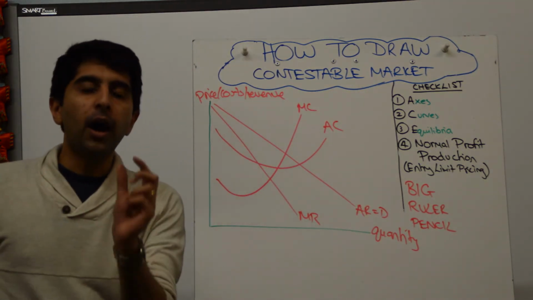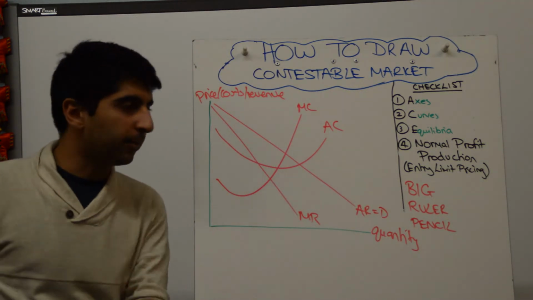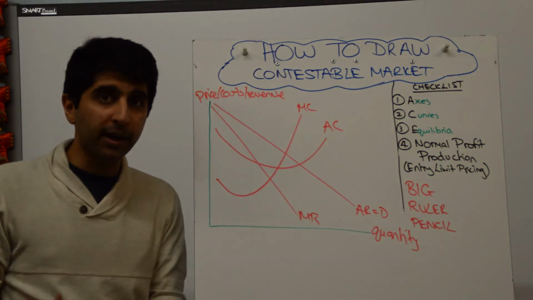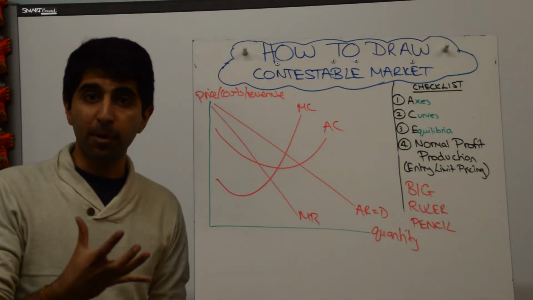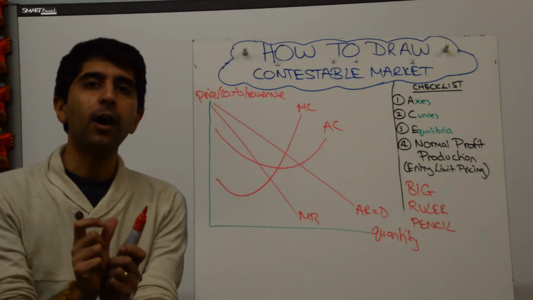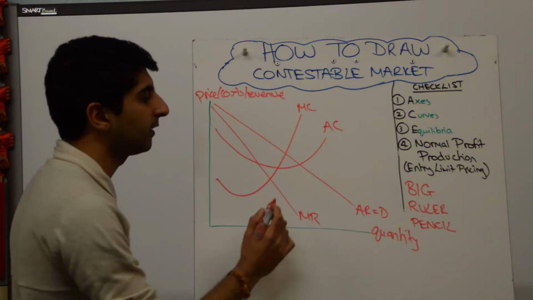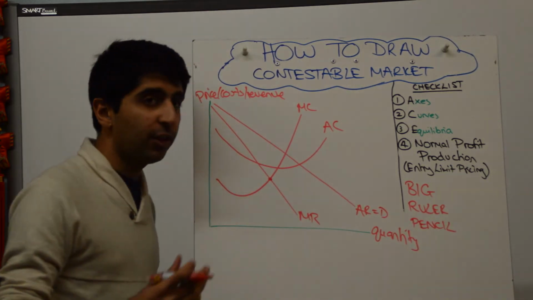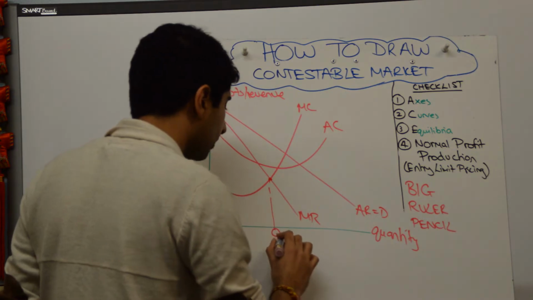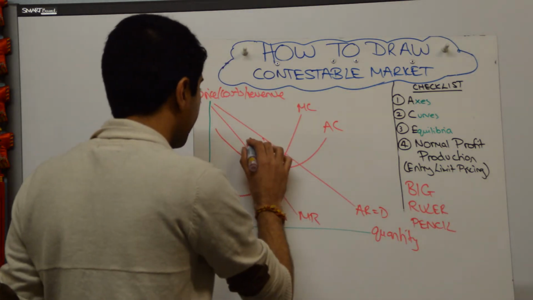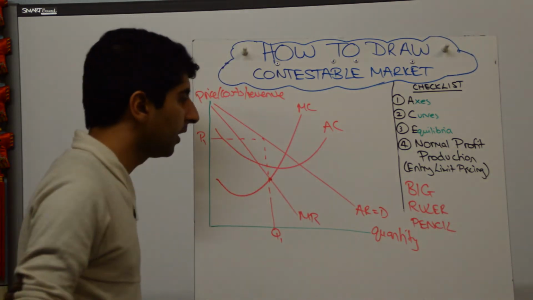Next, you need to draw the profit maximizing level of output. So what you're trying to show here is a monopoly market which will move to more efficient outcomes if it was perfectly contestable. So to start with, you need to show the monopolist's price and quantity if they were producing in a non-contestable market. We'll call that Q1 and P1.